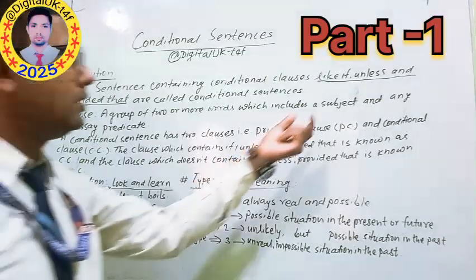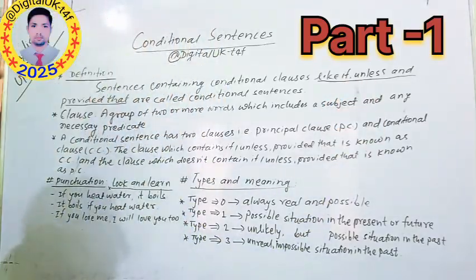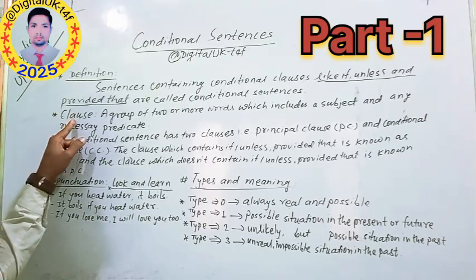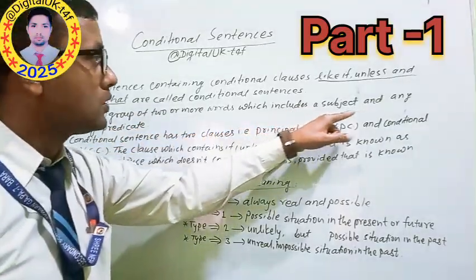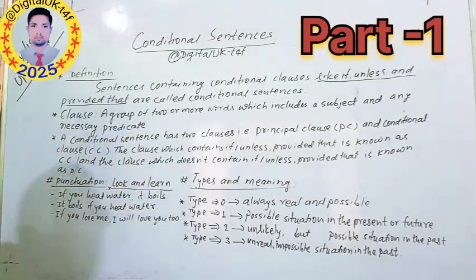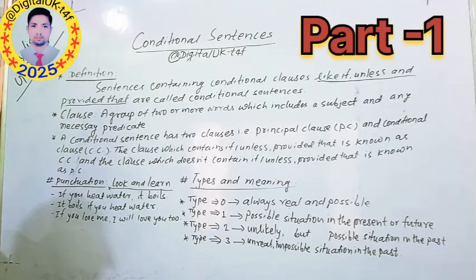So here we should focus on it. These clauses like if, unless, and provided that. If we get these clauses in a sentence, we should understand that it is a conditional sentence. After that, we should understand the clause. So what is a clause? A group of two or more words which includes a subject and any necessary predicate is called a clause. This is also a definition of a clause. And here we discuss the two clauses that are necessary to understand conditional sentences.